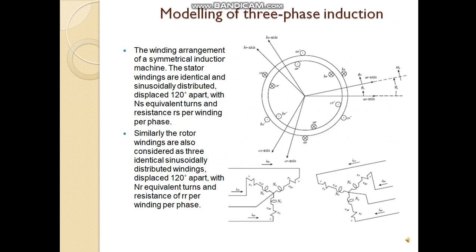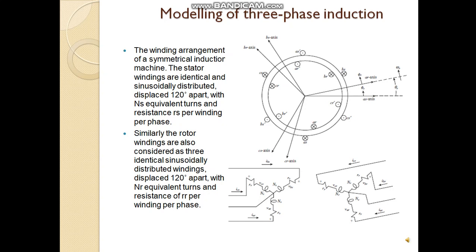Coming to the modeling of the three-phase induction motor, the winding arrangement of a symmetrical induction motor is shown in the figure. The stator windings are identical and sinusoidally distributed, displaced 120 degrees apart, with NS equivalent turns and resistance RS per winding per phase. Similarly, the rotor windings are considered as three identical sinusoidally distributed windings, displaced 120 degrees apart, with NR equivalent turns. In developing the equations which describe the behavior of the induction machine, the following assumptions are made.